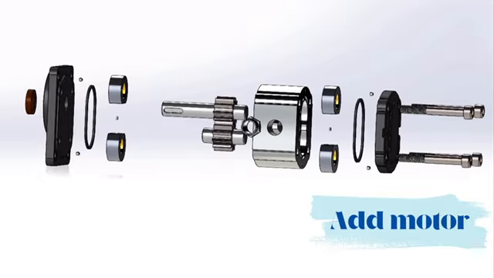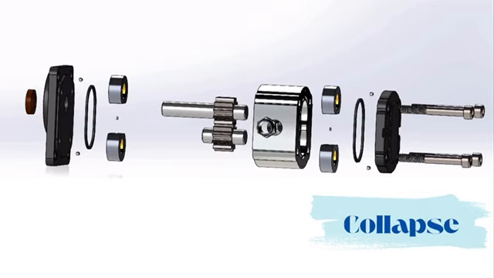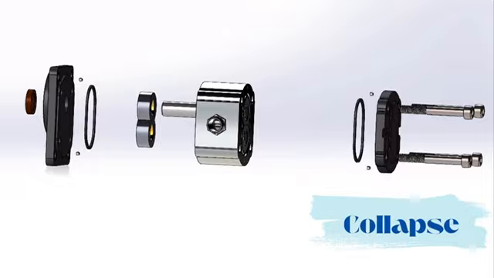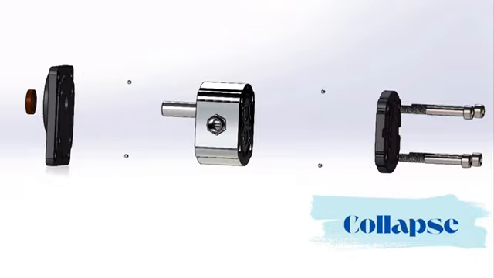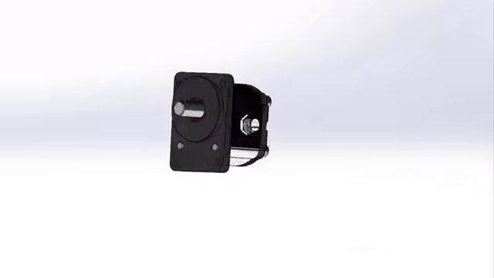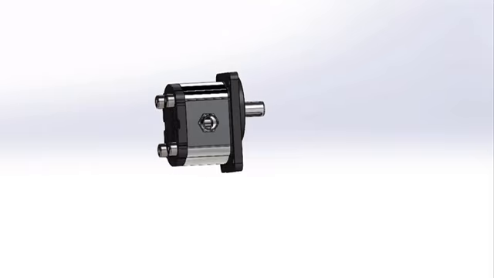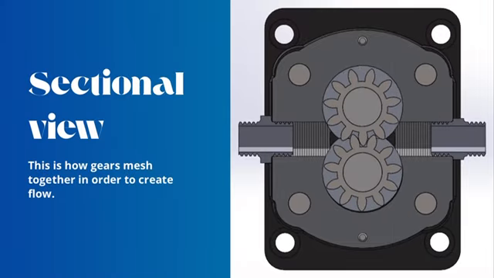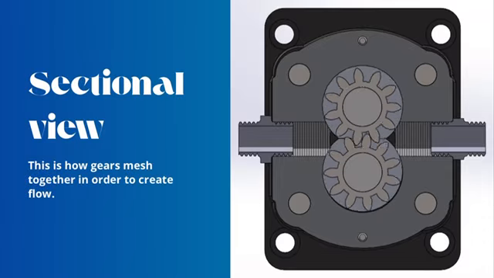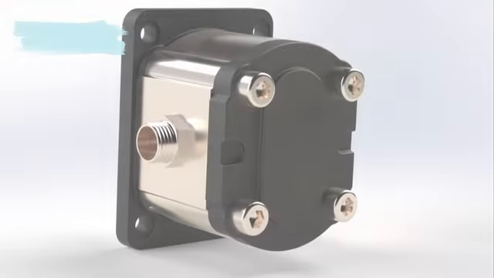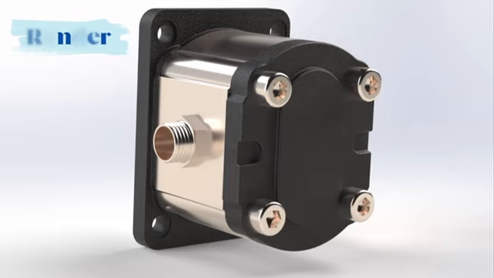Now we can add a rotary motor to see how the gears rotate. Then how it collapses. For a more detailed look, this is how the gears rotate together from a sectional view. And here are some realistic rendered pictures of our hydraulic pump model.